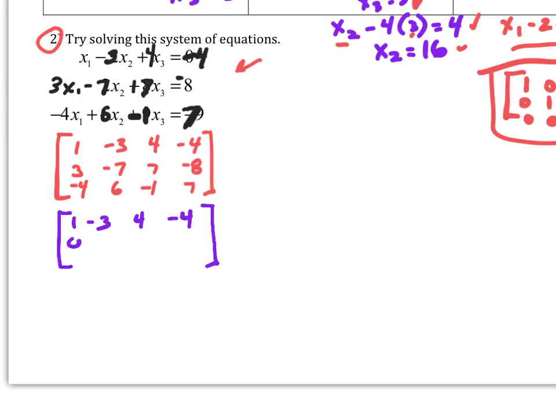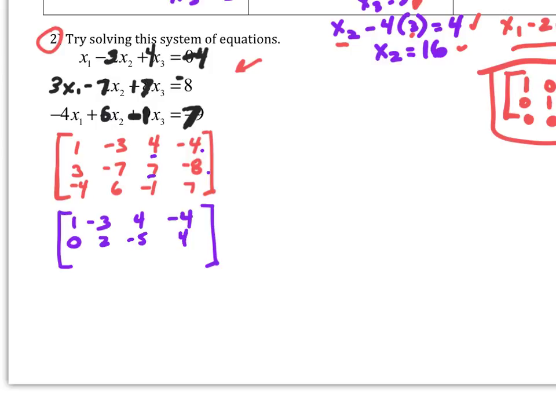So I'm going to end up with a 0. Negative 3 times my negative 3 here is going to give me 9 minus 7, which would give me a 2. So that goes right there. And then if I go negative 3 times this one here, would be negative 12 plus my 7 right here would be a negative 5. And then negative 3 times this one would be 12. And add 12 to that one would give me a 4.